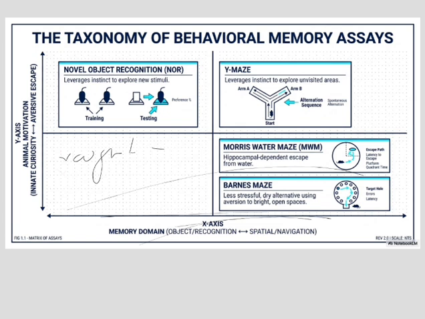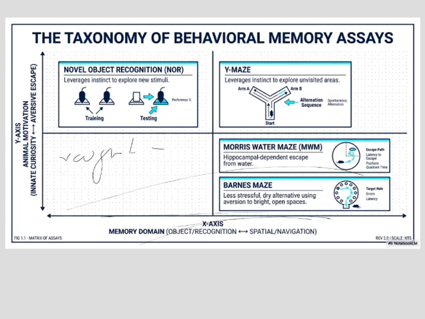The second category is working memory, which involves the short-term storage and manipulation of information required for ongoing tasks. The Y-maze and T-maze paradigms are most commonly used for this purpose. The third is spatial reference memory, which depends heavily on hippocampal function. The Morris water maze and Barnes maze are considered the gold standard assays in this domain. Finally, the associative learning paradigm evaluates the ability to form associations between stimuli and outcomes. These are commonly assessed using fear conditioning models.